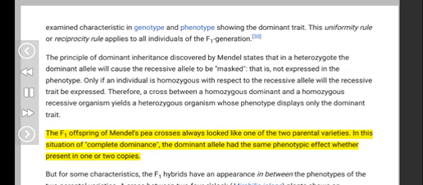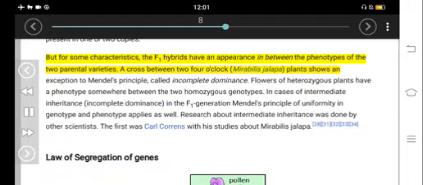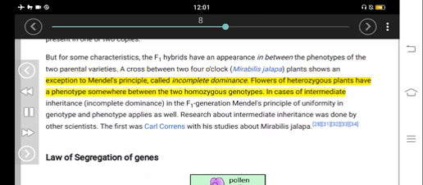In the situation of complete dominance, the dominant allele had the same phenotypic effect whether present in one or two copies. But for some characteristics, the F1 hybrids have an appearance in between the phenotypes of the two parental varieties. Thus the four o'clock, Mirabilis jalapa, plant shows an exception to Mendel's principle, called incomplete dominance. Flowers of heterozygous plants have a phenotype somewhere between the two homozygous genotypes.